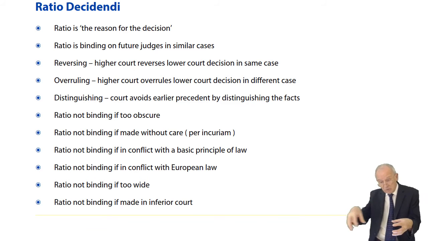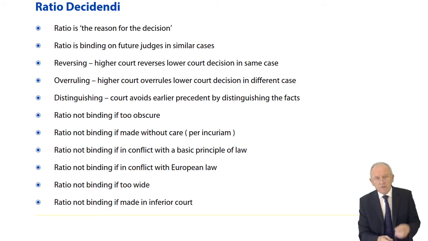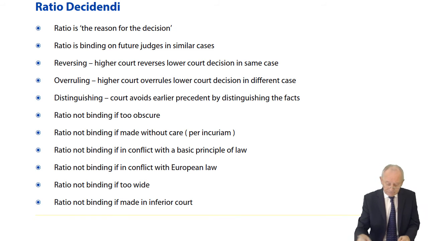And it's only when something new comes along that we have to create a new building block. But it builds up from there, and it's consistent, and it gives certainty, and it gives predictability to an extent. And so ratio decidendi is really important and clearly distinct from obiter dicta. So it's binding on future judges in similar cases.